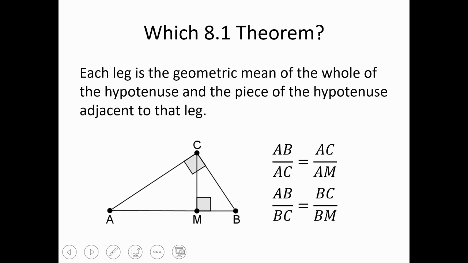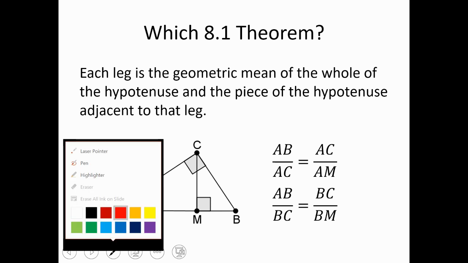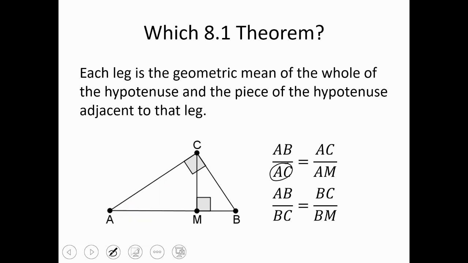So here we go. What is that 8.1 theorem that we will need? Well, it's the one that says that each leg of that original right triangle ABC is the geometric mean of the whole of the hypotenuse and the piece adjacent to that leg. So for instance, we'll take the leg AC, so there it is. It's the geometric mean of the whole of the hypotenuse, which is AB, and AM is the piece of the hypotenuse which is adjacent to that leg AC, and the other one says basically the same.